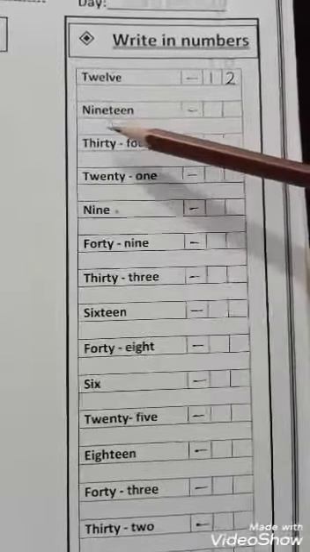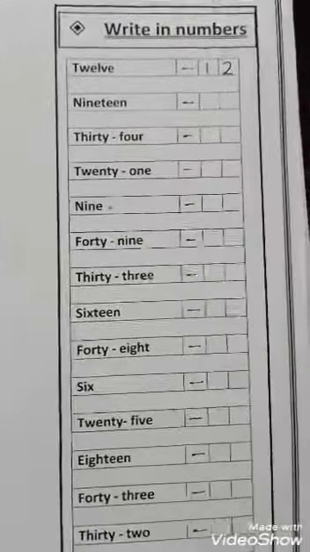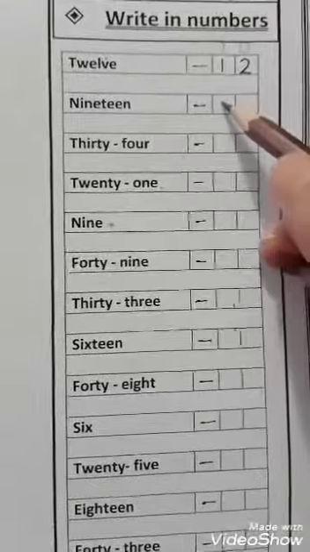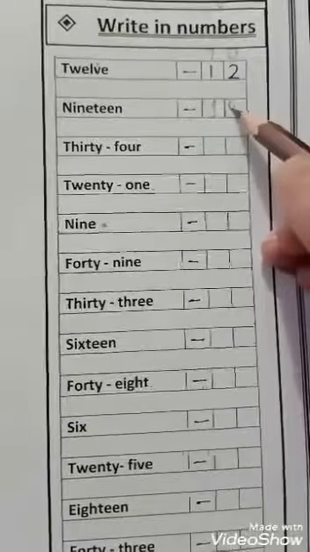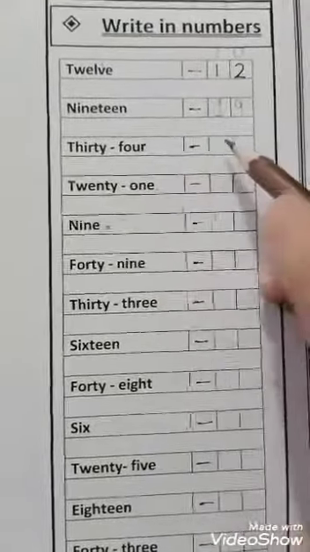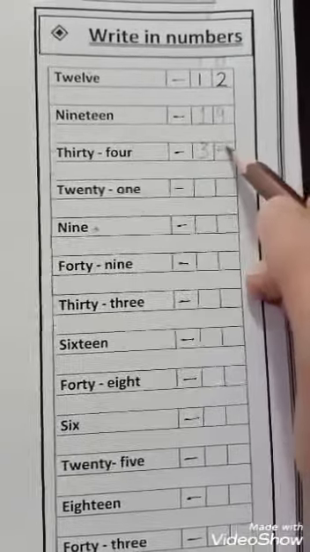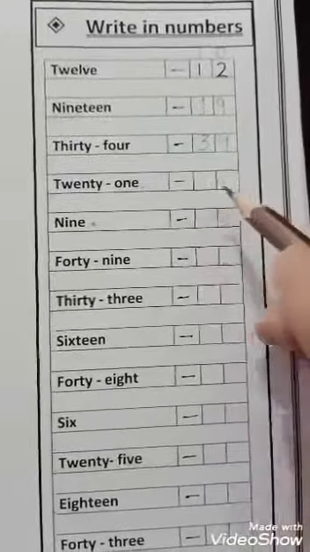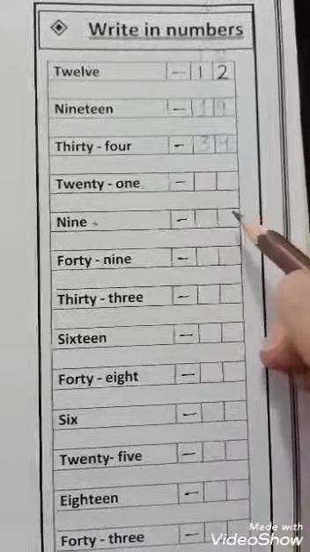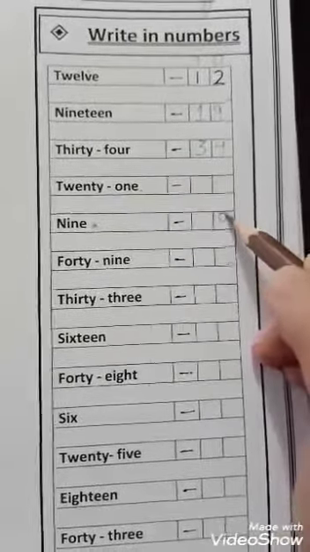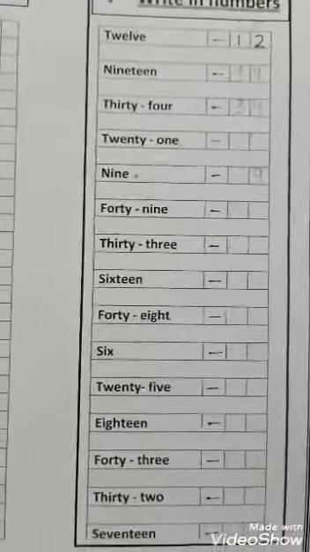Now look at the second. 19. 19 is a 2 digit number. So we will write this number 1 in the tens column and 9 in the ones column. 34. 3 tens, 4 ones. 21. 9. 9 is a single digit number, so we will write 9 in the ones column. 49, 33. Now solve the remaining. Thank you.